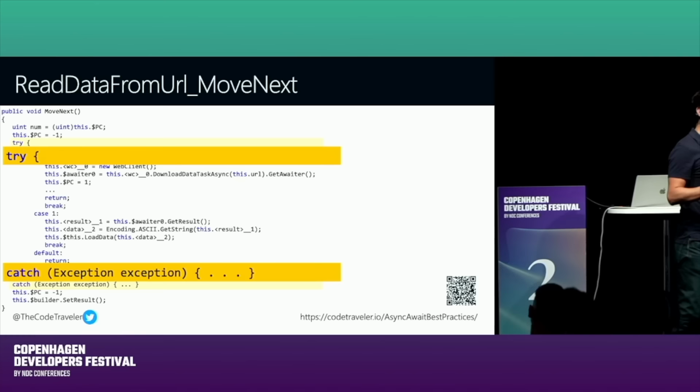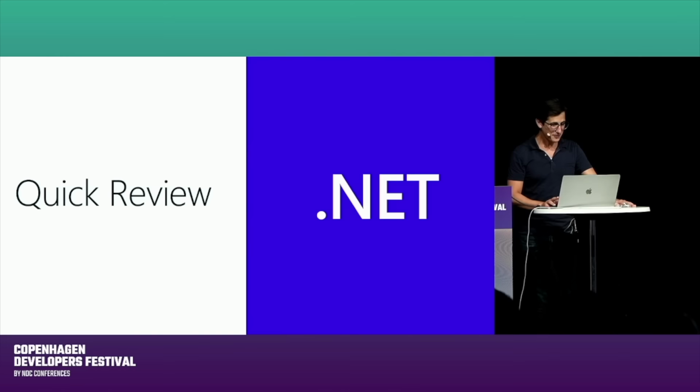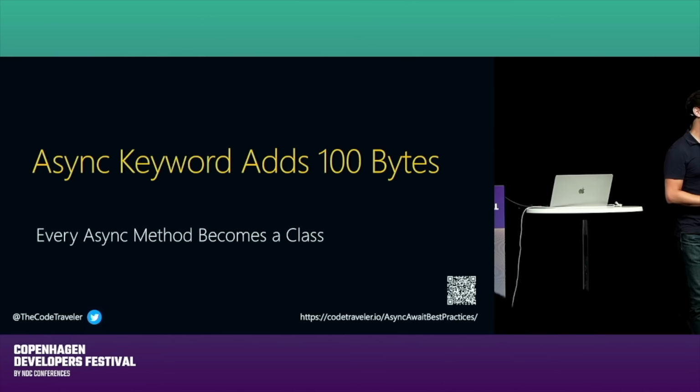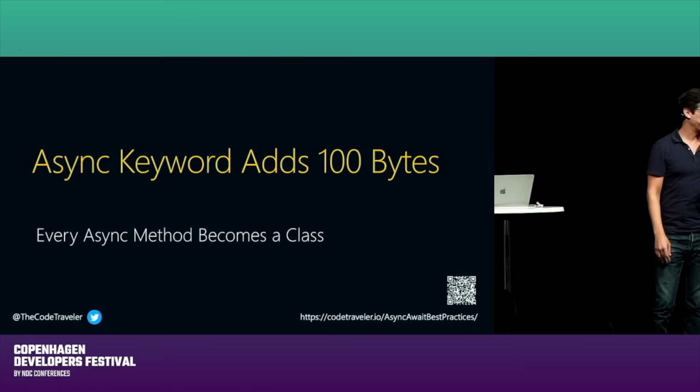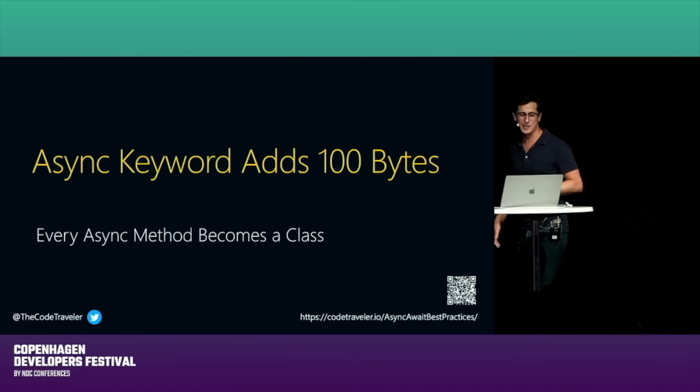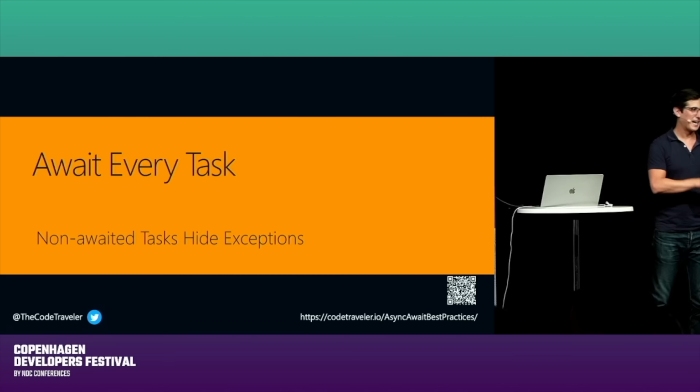So let's do a quick review before we jump into some code. So the async keyword adds about 100 bytes. So every time we create a new async method, again, the compiler creates a class for us, and it increases our app size by just a little bit. But again, what's 100 bytes worth to us in 2023? I don't really mind. And then the other thing we want to remember, we want to await every task.